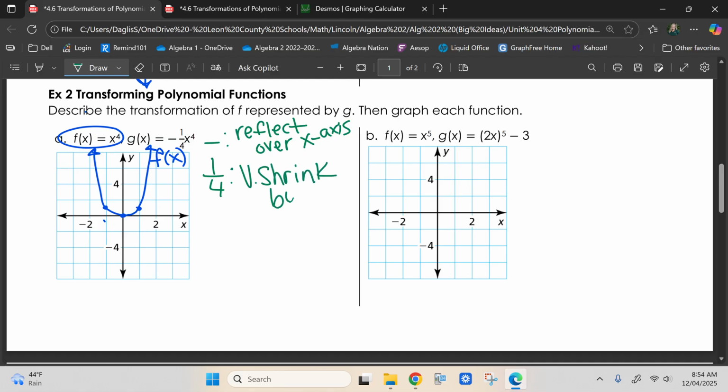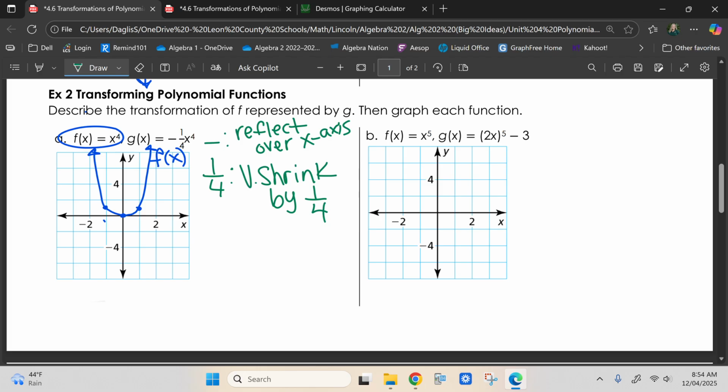I'm kind of lost. Yeah, because the bigger it is, the wider it gets. But we're doing vertical. So a vertical shrink means my y values are going to be divided by 4, right? Your y values are going to shrink. They're going to get closer together. So this will make my U wider because we're squishing from top to bottom.